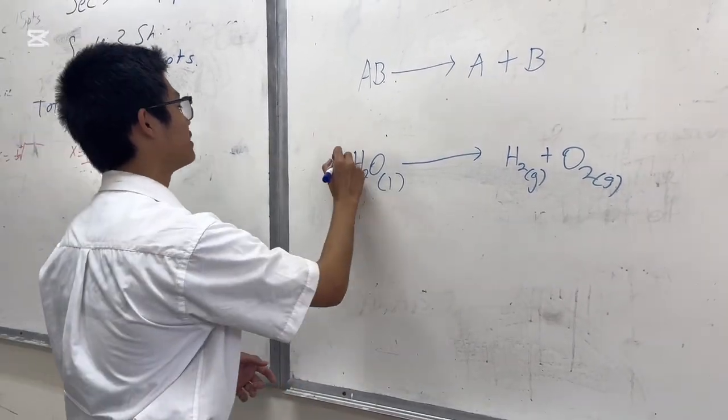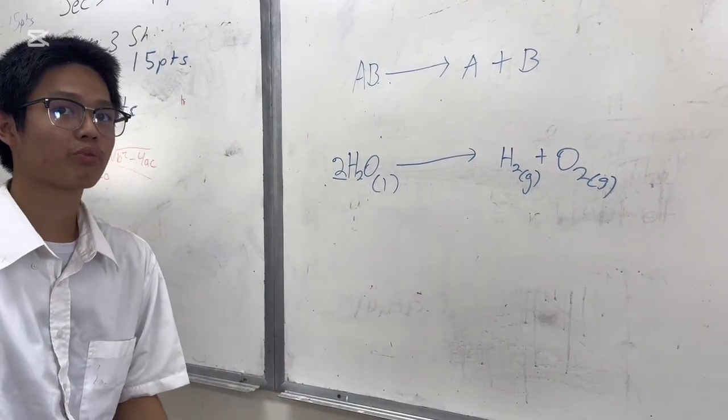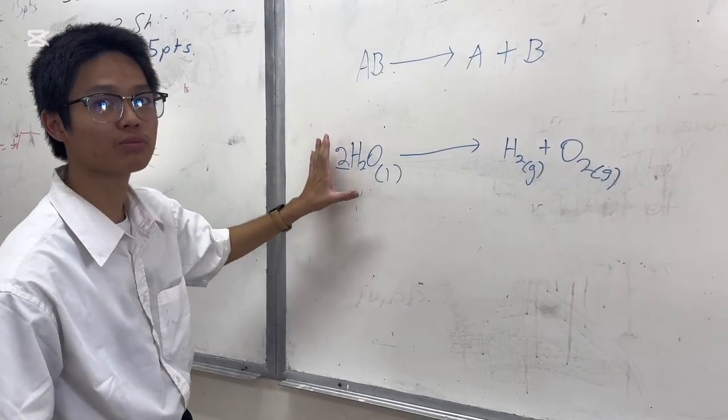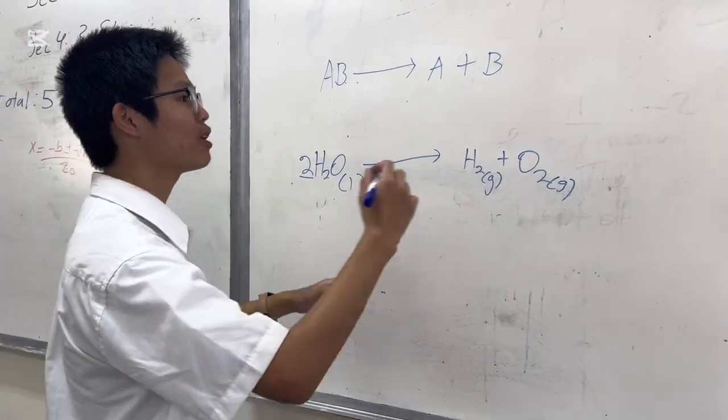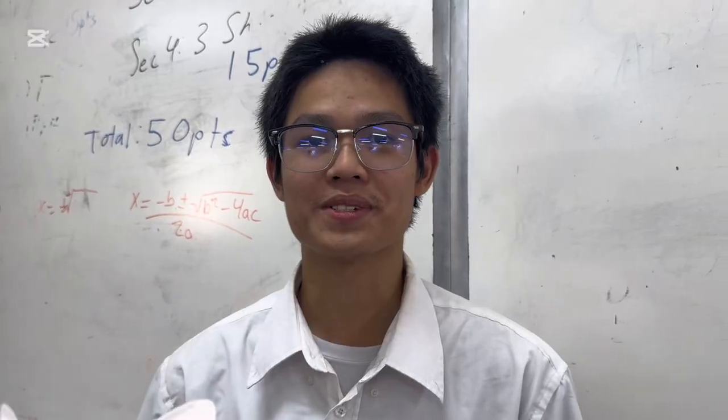So let's go ahead and make a 2 right here to balance oxygen. However, when I do that, it turns the amount of hydrogen atoms into 4. So I have to go back on my right side and add another 2 to balance the equation. Now, try these following questions.